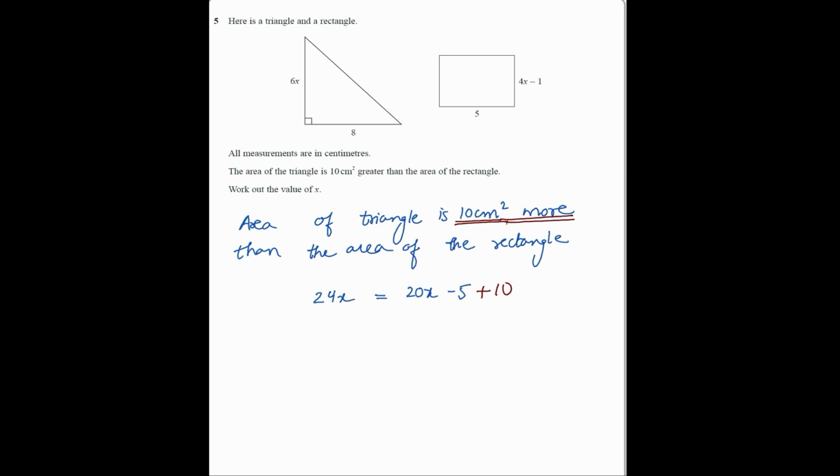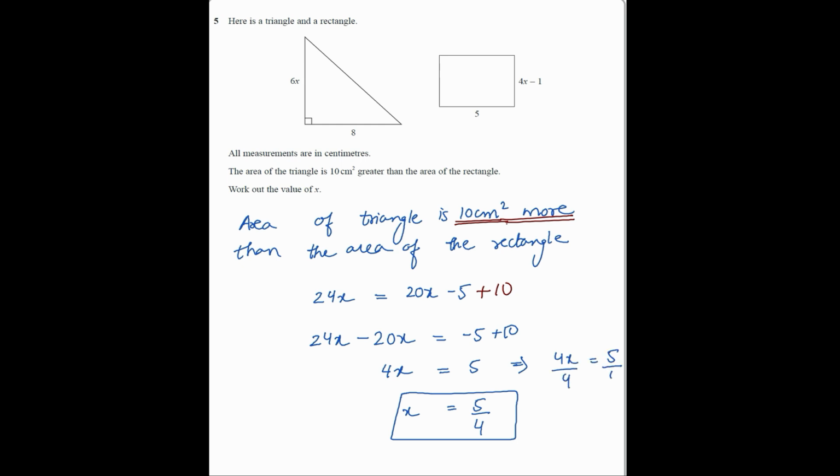Then after this, solve this equation. So we will separate x terms on one side: 24x minus 20x equals minus 5 plus 10. Minus 5 plus 10 is just 5 and 24x minus 20x is 4x. So the value of x would become 5 over 4. If you divide by 4 on both sides, 4x over 4 equals 5 over 4. So 4 cancels by 4 and you will get x equals 5 over 4.